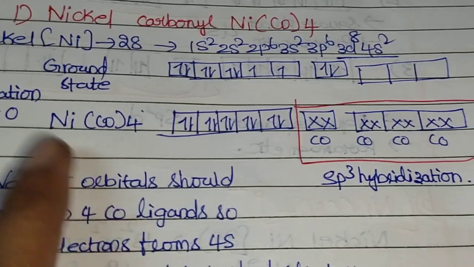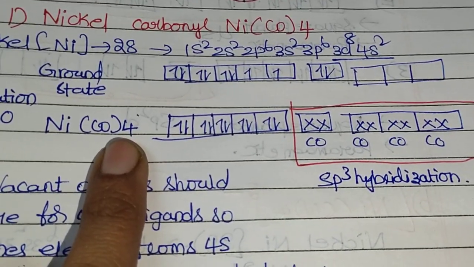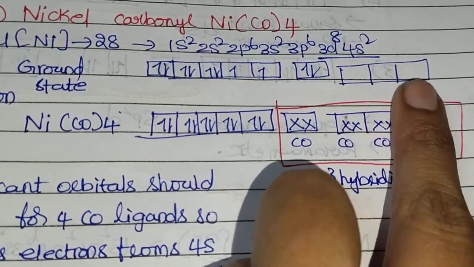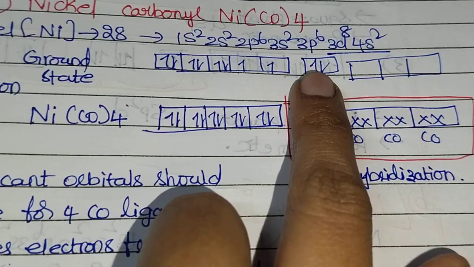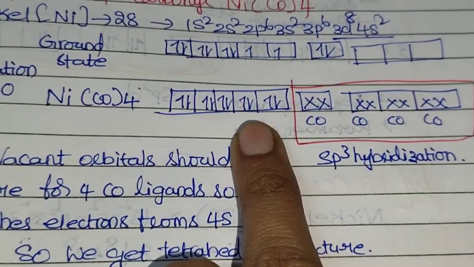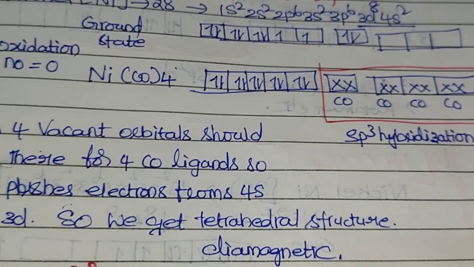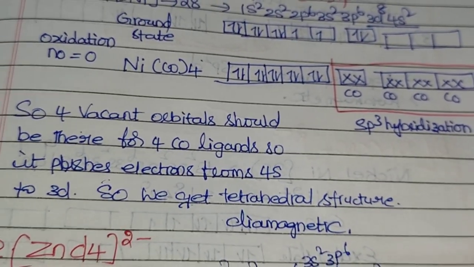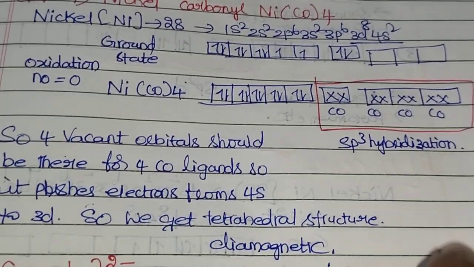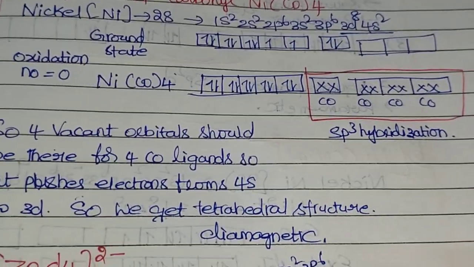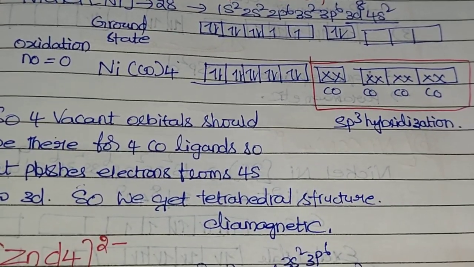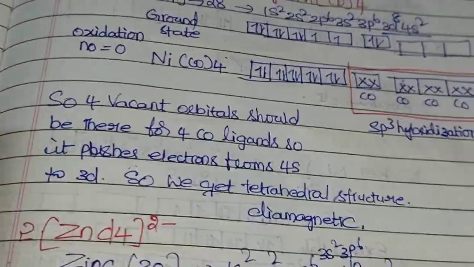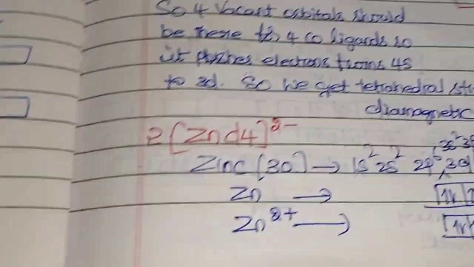Now let's start doing it directly. So 4 carbonyls should attack. So here 3 places are there. So what happens? These 2 electrons jump to here to pair up. So 4 vacant orbitals should be there first for the 4 CO. So it pushes the electrons from the 4s orbital to 3d. So we'll get a tetrahedral structure, and the hybridization is sp3. As no unpaired electrons are present, it is diamagnetic in nature. So like this we can discuss. Next, one more example I am giving for tetrahedral complexes.